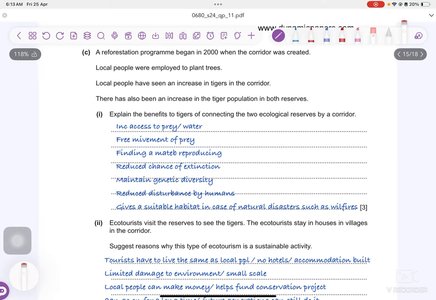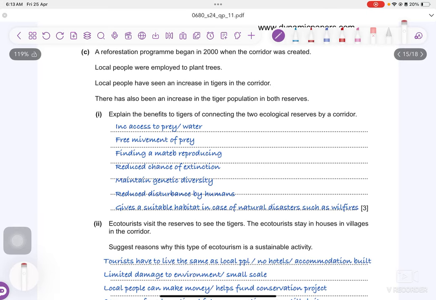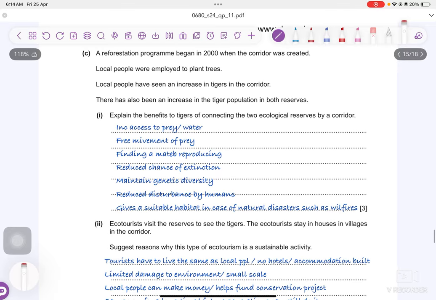They are not going to be in competition, okay? So they have access to prey and water. They are free to move wherever they want. Sorry, this is a spelling mistake.